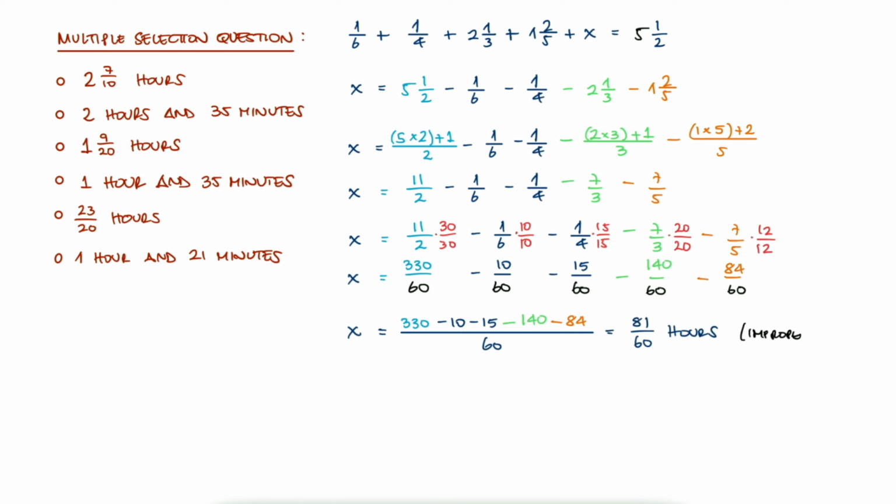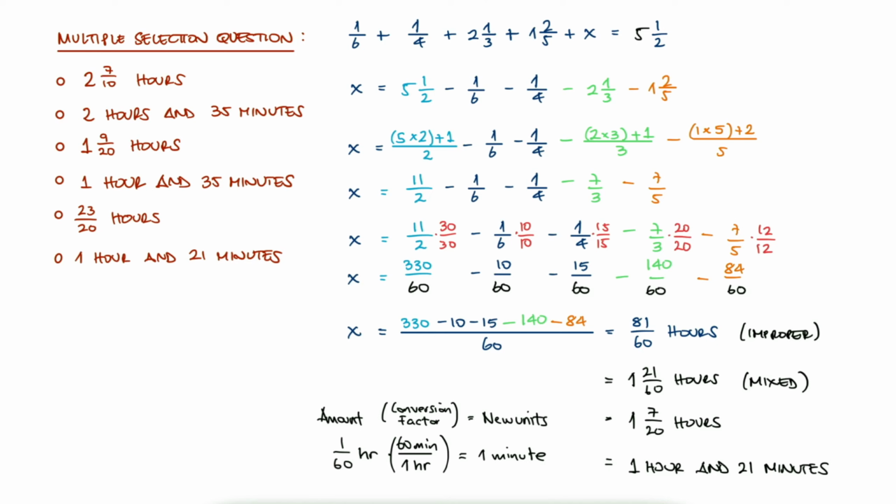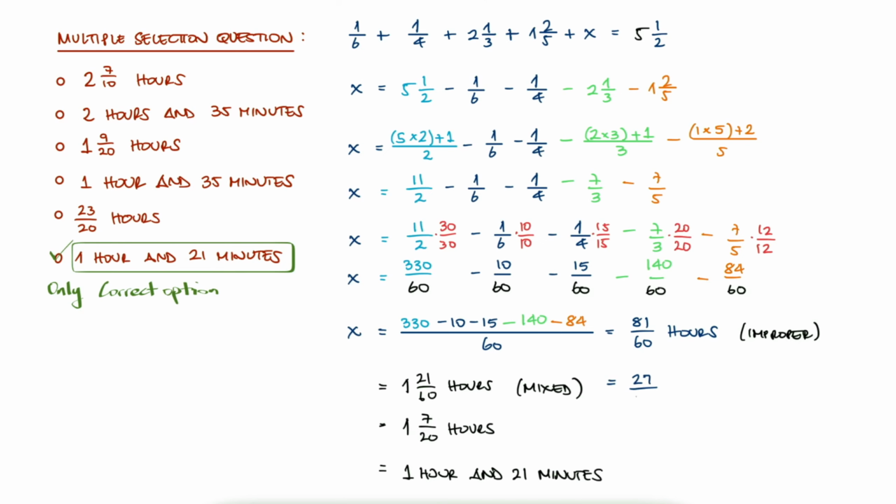This can be written as 1 and 21/60 hours, or in lowest terms, 1 and 7/20 hours. It can also be written as 1 hour and 21 minutes, since 1/60 of an hour is 1 minute. More on units in a later video too. This means that the answer is the last option only. The improper fraction could be written in lowest terms as 27/20 hours, but that's not an option either.